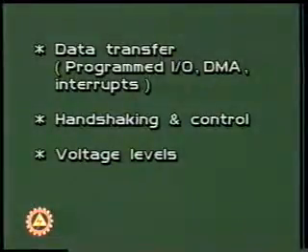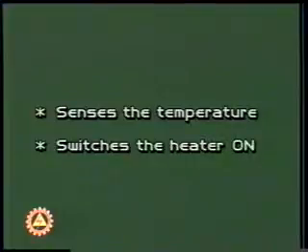How will the system interact with its environment? This can include such details as handshaking and control, voltage levels, etc. In the example under consideration, the system uses a sensor to sense the temperature of the process and it switches the heater on or off using the relay.